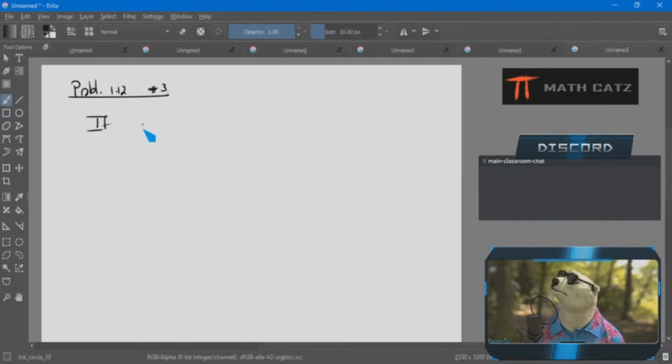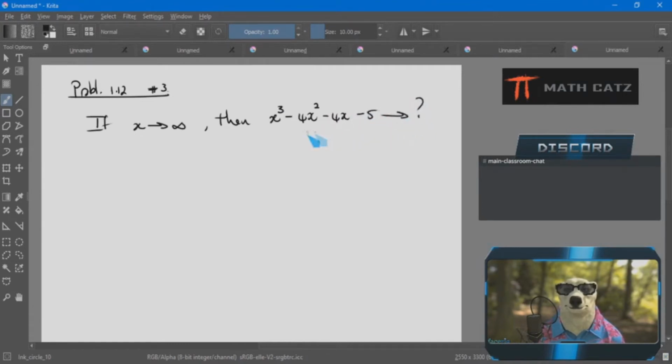So if x grows forever, x approaches infinity, then what is happening to my function? I'll just copy the function: x cubed minus 4x squared minus 4x minus 5. What does that approach? Let's call it y, so it's a little easier to refer to. Let y be the name of this function.